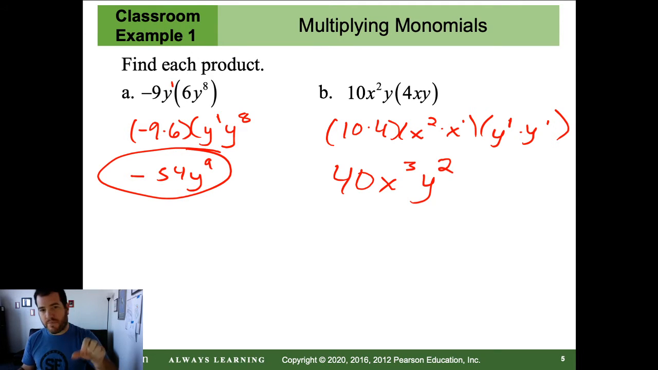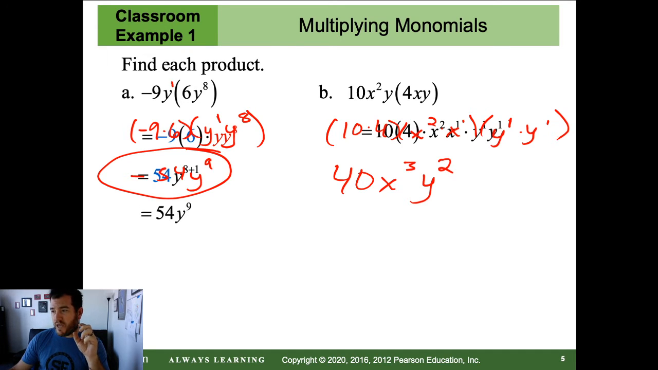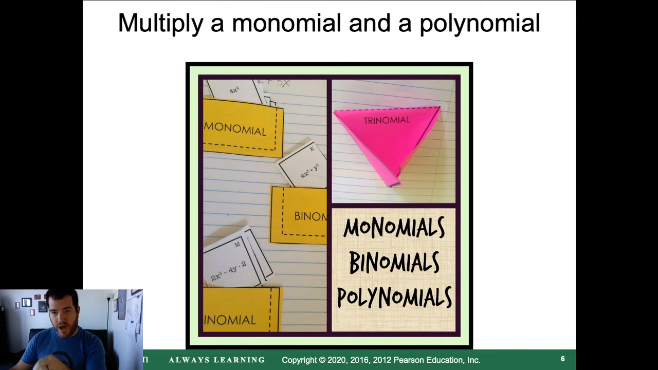Because remember, like bases, all we're doing is adding those exponents. And I like breaking it down into coefficients, x's, y's. You can just distribute it in, but sometimes it can get confusing. So that's why I like breaking it down. It's easier for me to view it that way, just to see it broken down. Okay, so hopefully that made sense. So that was multiplying a monomial by a monomial.